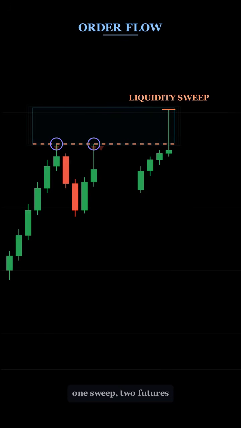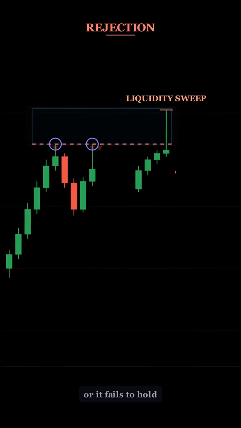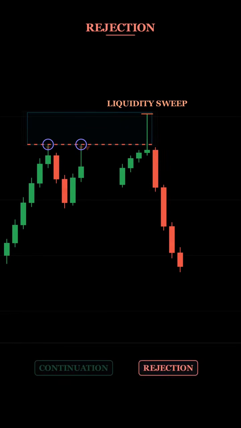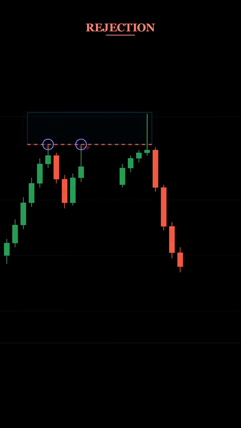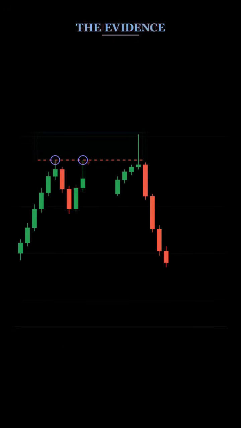Sometimes price sweeps the high and continues higher. Sometimes it sweeps the high, fails to hold above it, and violently reverses. That difference is extremely important. Because now you can stop looking at a wick and start looking at what happened around the wick.